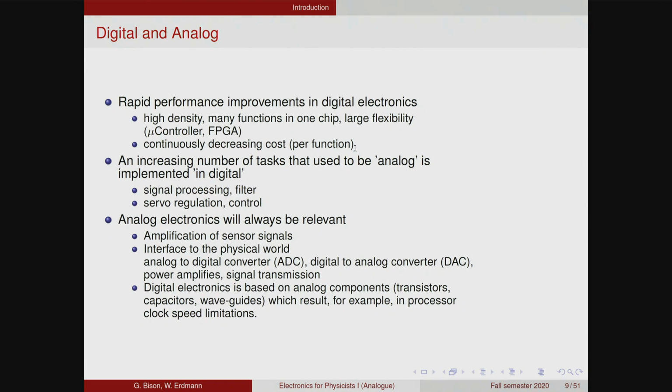But analog electronics will always be relevant. And the simple reason is that the front end that we need as a physicist to our physical system, the microphone here, for example, this is an analog thing. And then it has to be digitized somewhere. But the first tiny signal that is produced by my voice is amplified by an analog amplifier. So everywhere where we have an interface to the physical world, we need analog electronics.